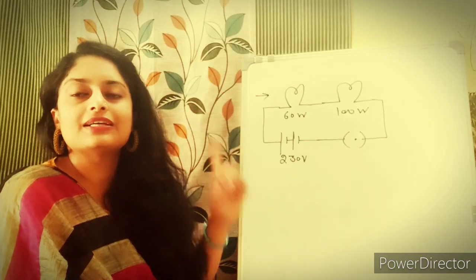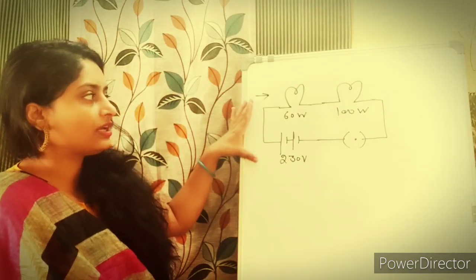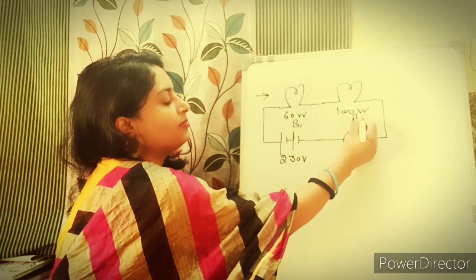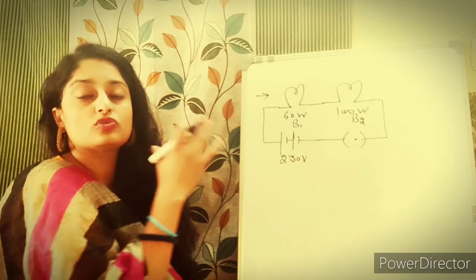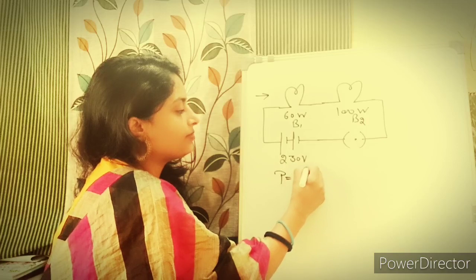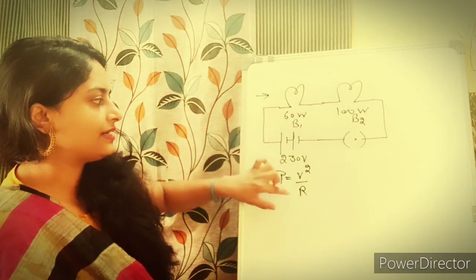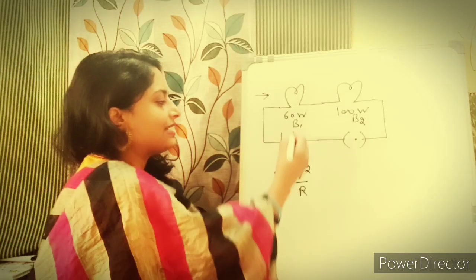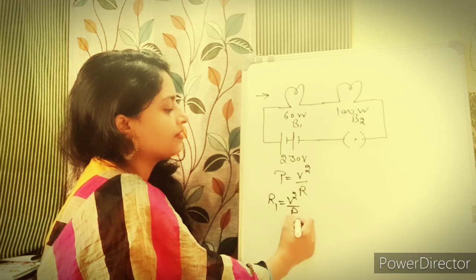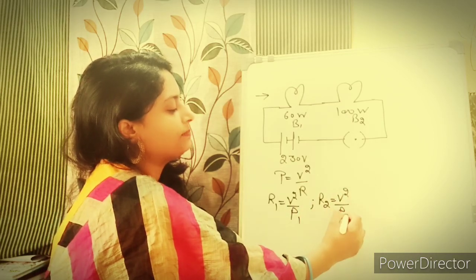To calculate that, the first step is to calculate the resistance. We are talking about the series connection. I am saying this is our bulb B1, this is our bulb B2, and this is the net voltage. If you remember, the formula for power is P equal to V square by R. We know voltage, we know power, so we can simply calculate the resistance. Firstly we will calculate for bulb 1: R1 is equal to V square by P1. Similarly R2 is V square by P2.